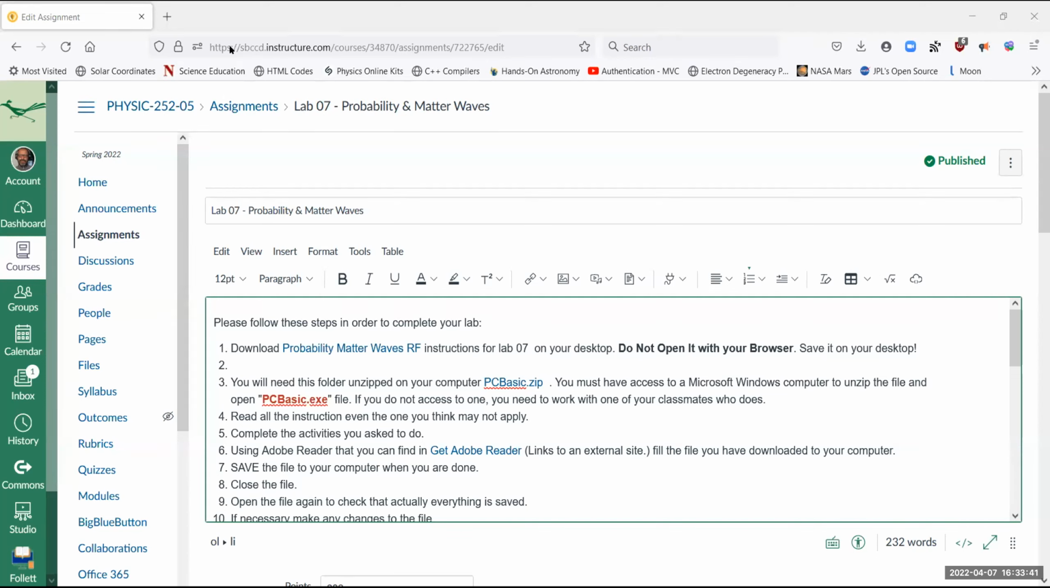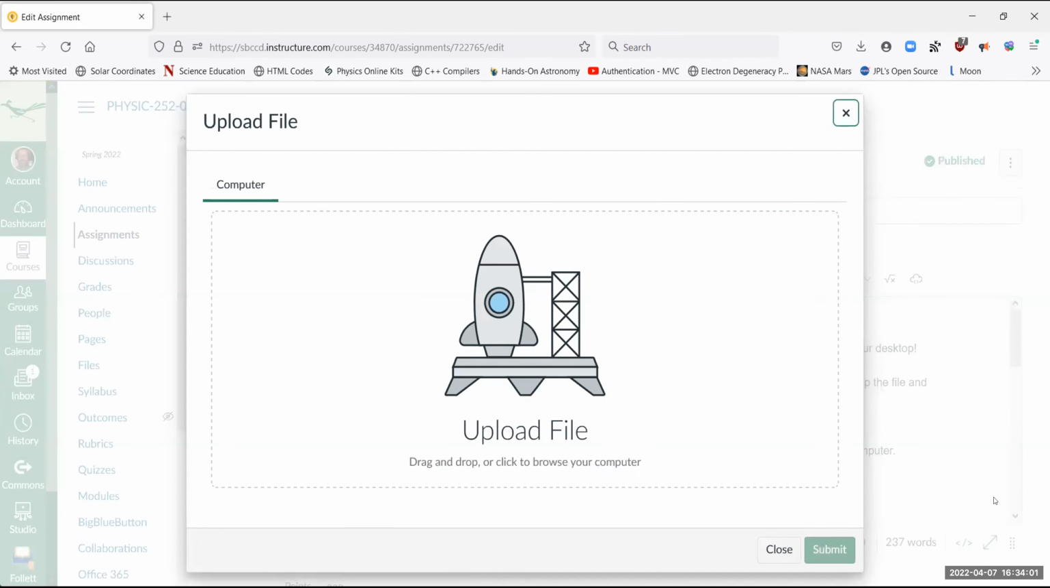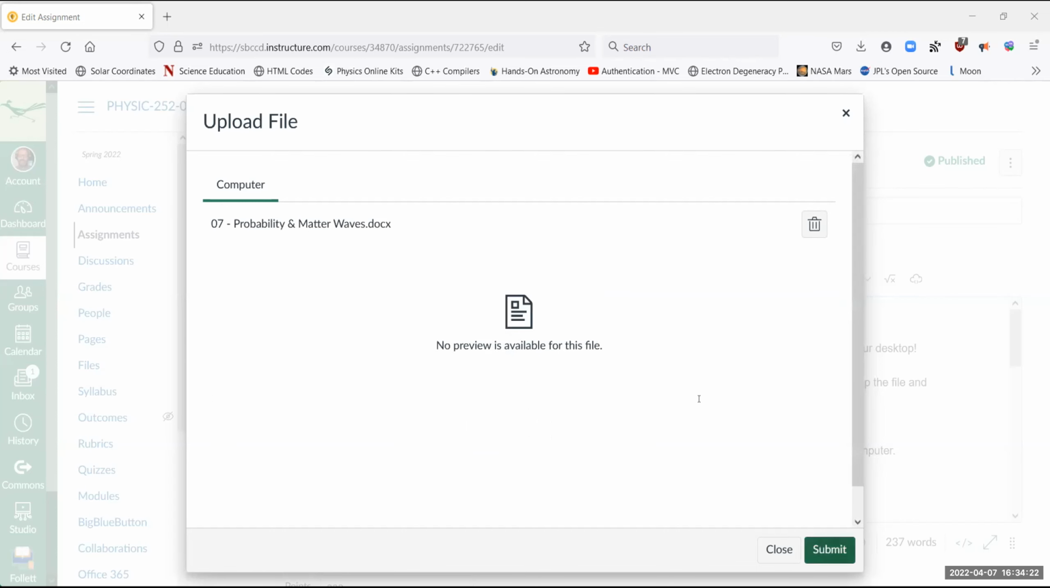And let's close it, because if I don't close it, I don't think I can attach it. So here is the Word file. And I'm going to upload file, upload document. Let me find it now. It should be in this folder, I think. 2022 spring. And it's this one. I'm going to grab it, drag it in here and submit.